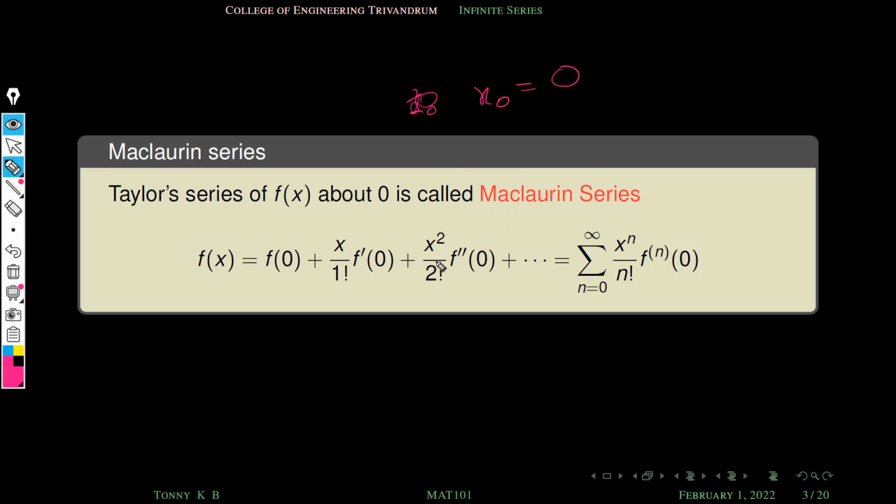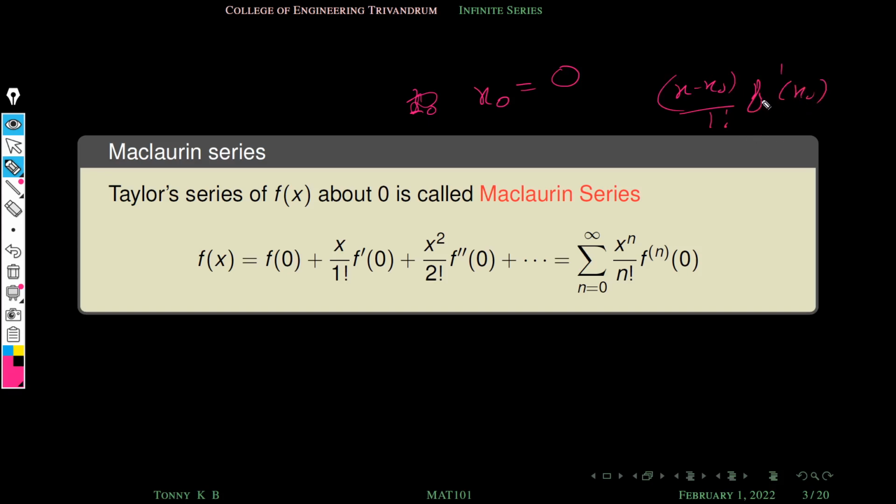So what about the series expansion? f of x is equal to f of 0 plus our second term, which is actually (x minus x naught) by 1 factorial into f dash of x naught.